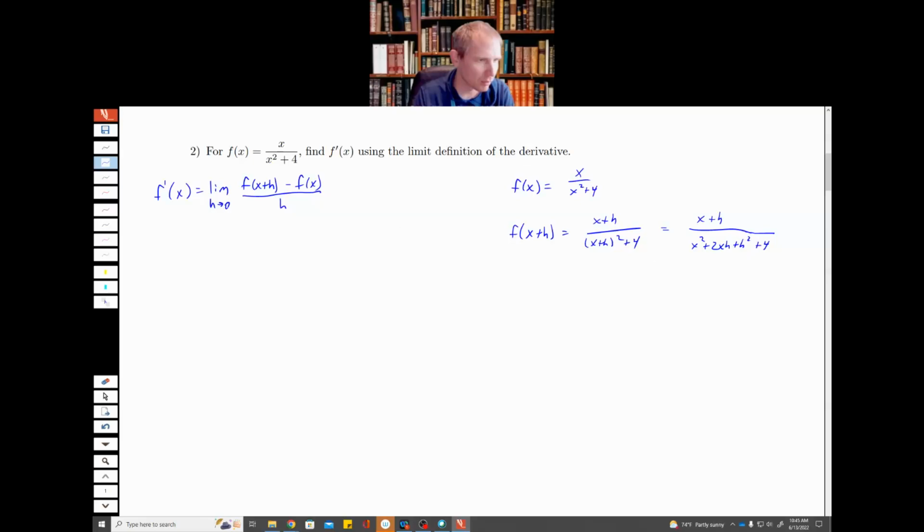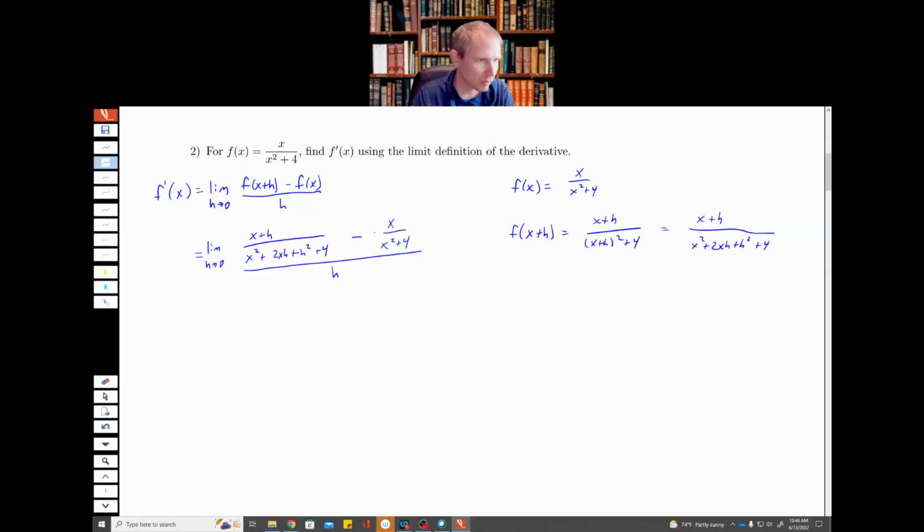So now I can plug it in into my limit definition of the derivative. So f of x plus h is this big terrible fraction, x plus h over x squared plus 2xh plus h squared plus 4. And then minus f of x. F of x is x over x squared plus 4. And this whole thing is divided by h. Okay, so there's a lot of work to do here. We're going to take this one step at a time.